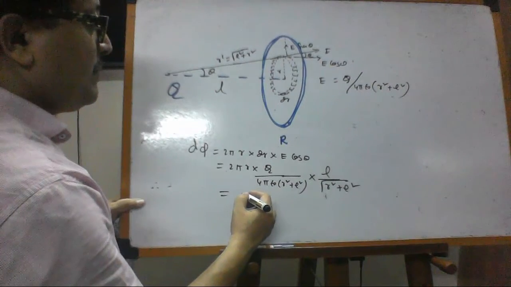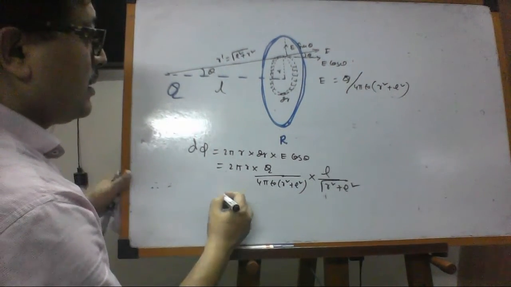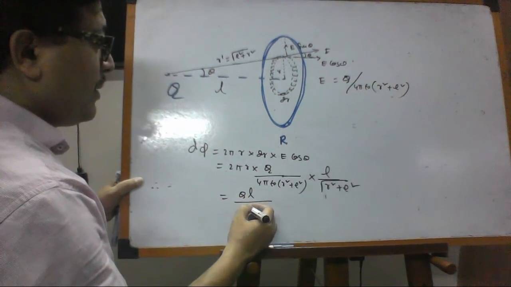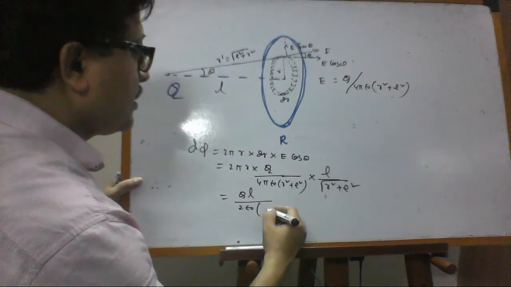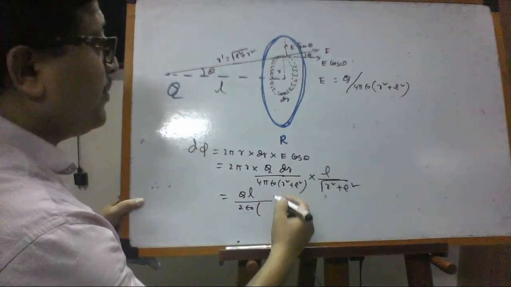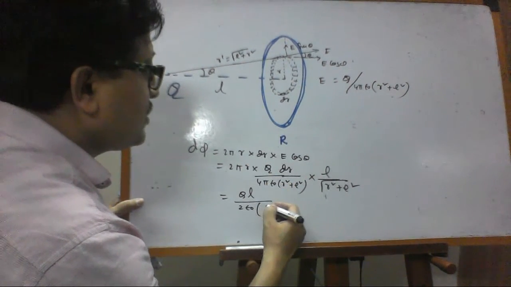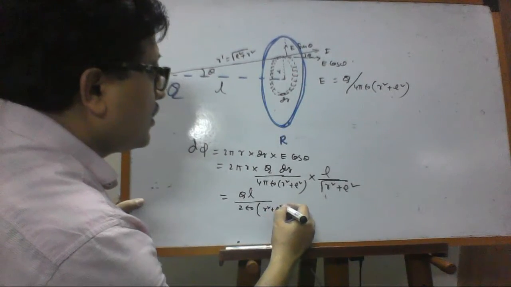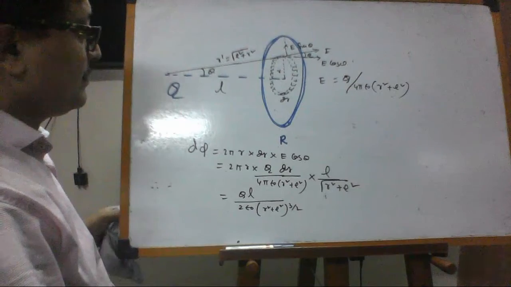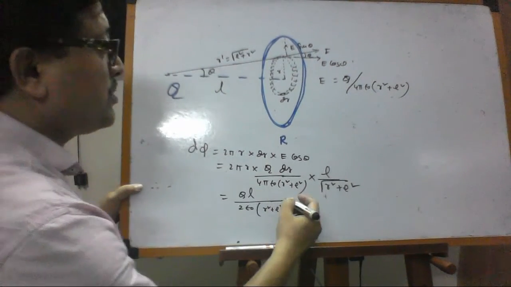So this is nothing but, 2 pi gets cancelled, Q into L by 2 E0, 4 pi and 2 pi get cancelled, 2 is remaining, over r square plus L square to the power 3 by 2, into dr. r is also there.